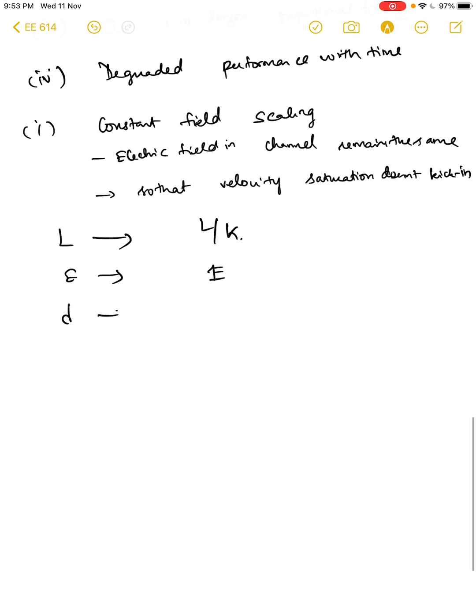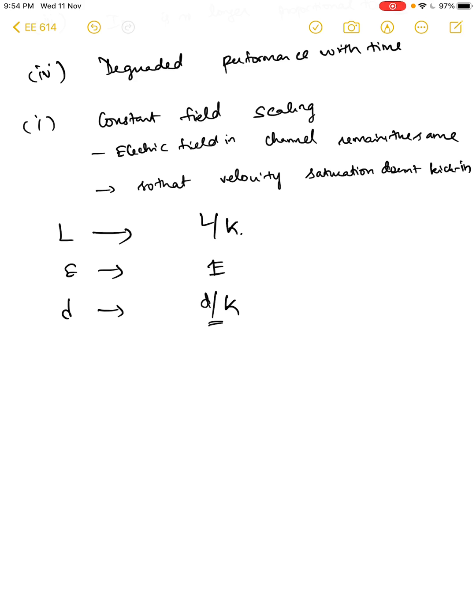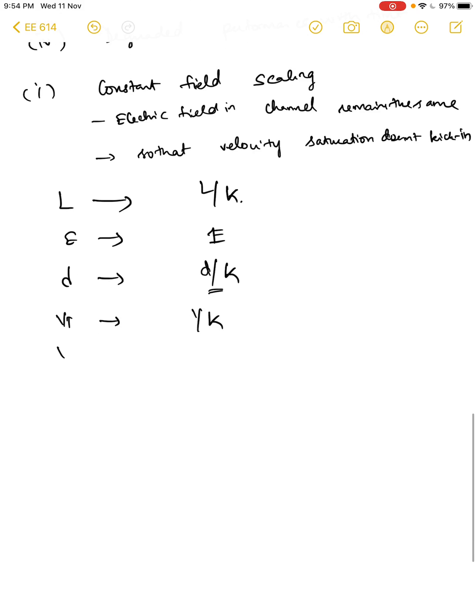Oxide thickness D is changed to D by kappa, right? We will quickly come to see why it is 1 by kappa. The VT is reduced by 1 by kappa. VD is reduced by 1 by kappa to have constant field E, right?